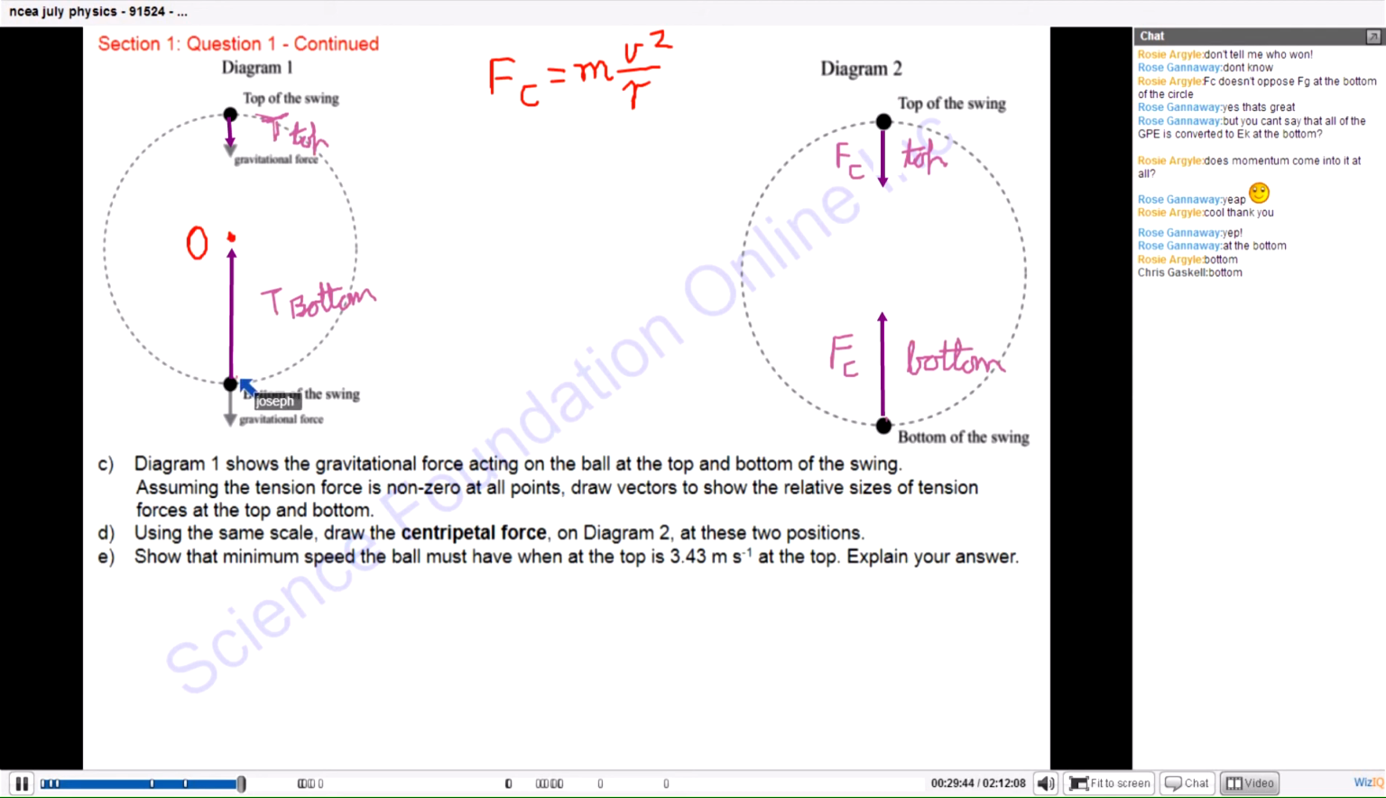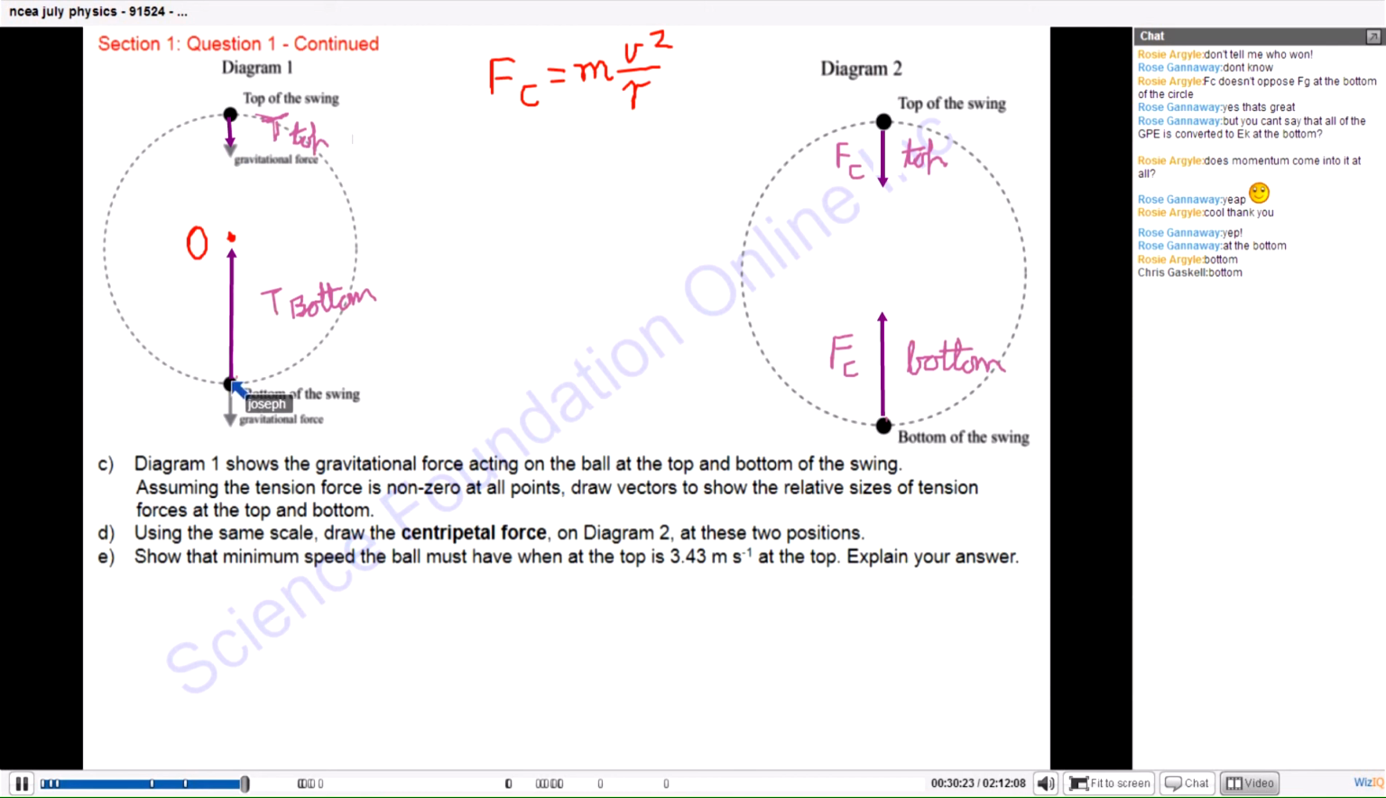At the bottom, your gravitational force is downwards, your tension force is up. And furthermore, the centripetal force we need to point to the center is also bigger at the bottom. So what happens? Our tension force at the bottom has got to be obviously larger than at the top. Why? Because at the top, the gravitational force helps the tension to provide the necessary centripetal force. So the tension doesn't have to be as much.